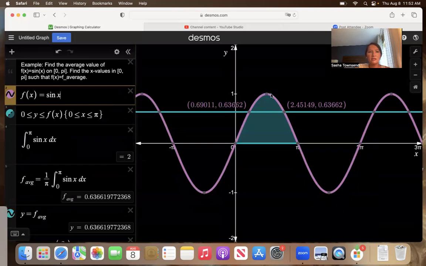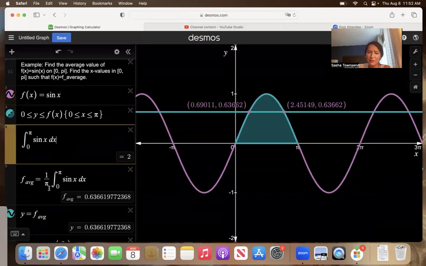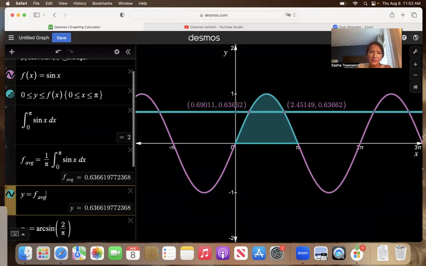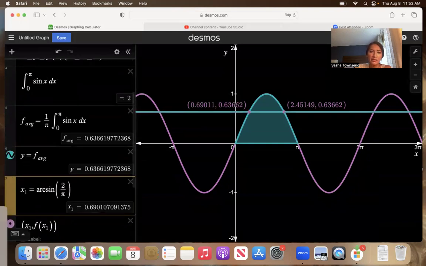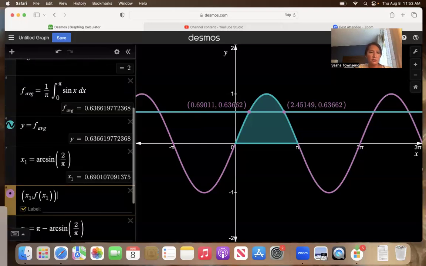Computationally, though, it's very easy. You just find the area under the curve using the fundamental theorem, divide by b minus a, and then to find the x values that correspond to that y value equal to f average, you just set f of x equal to f average, and you solve for x the way you traditionally would.